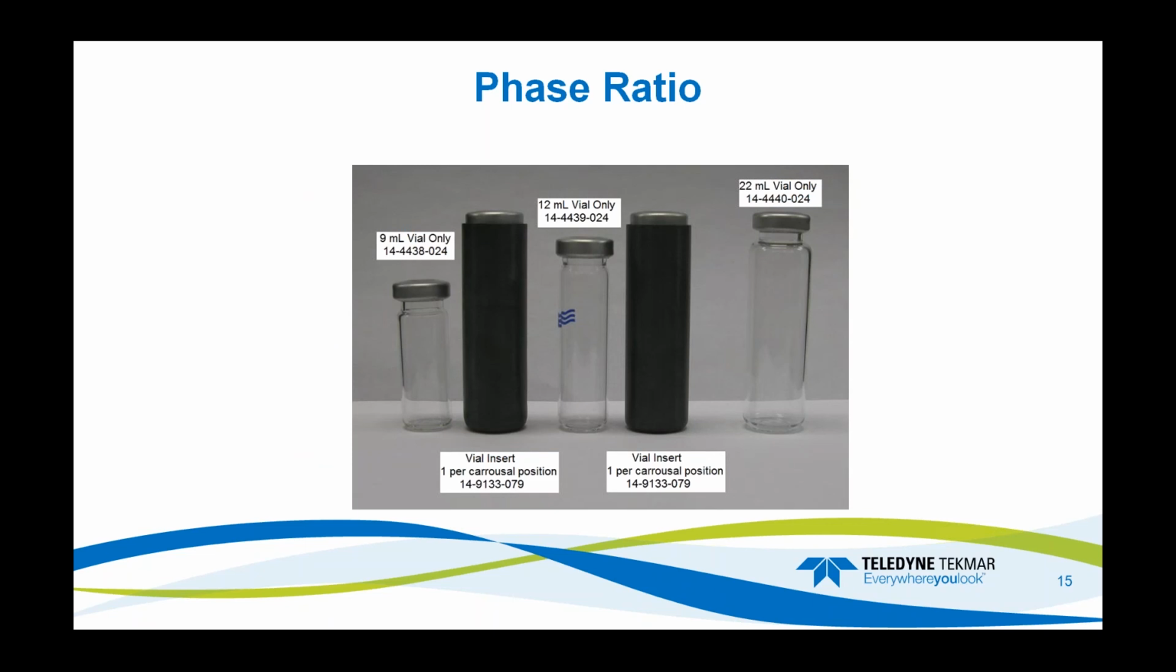Teledyne Tekmar offers 3 vial options. We have the 9 mil vial, the 12 mil vial, and the 22 mil vial. For the HT3, we need to use inserts so we maintain the same height as our 22 mil vials. I have included part numbers here if you are interested.